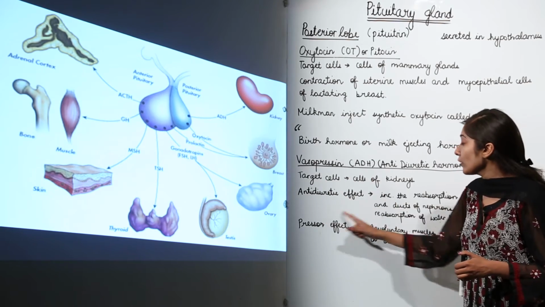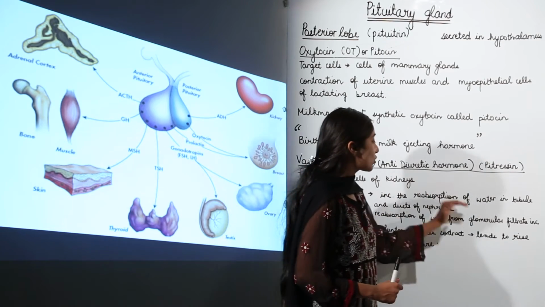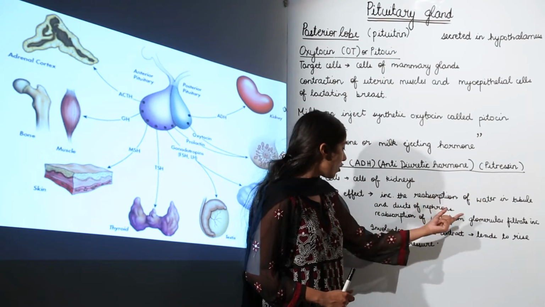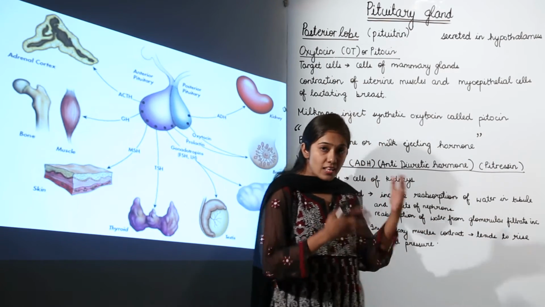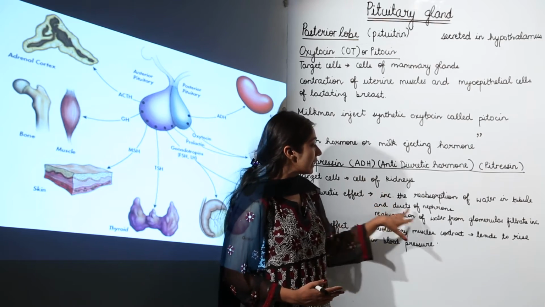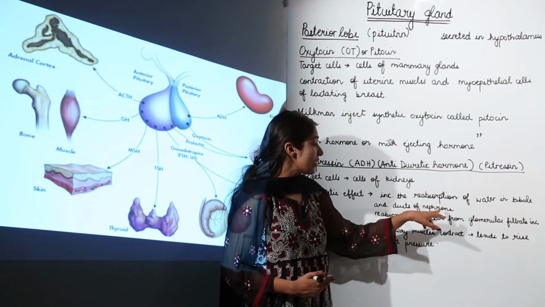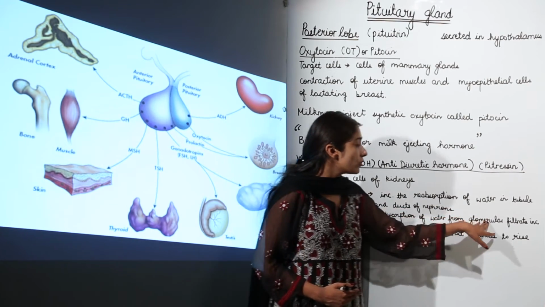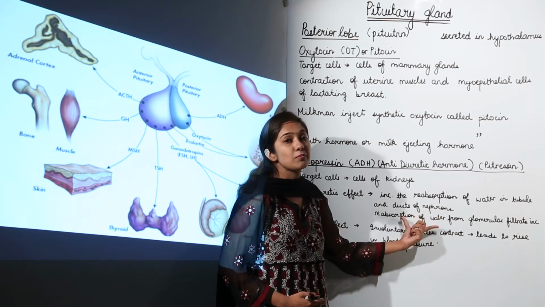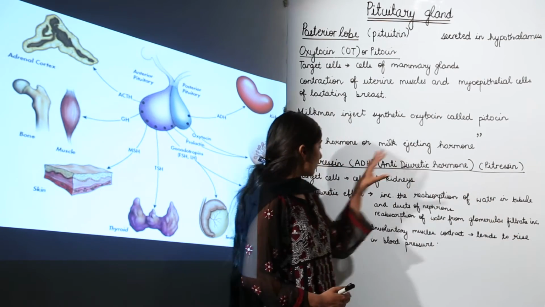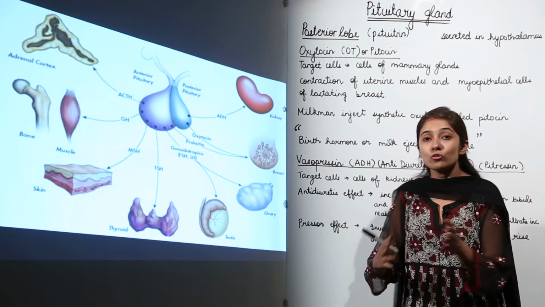So what is the antidiuretic effect? The antidiuretic effect is the increase in the reabsorption of water in tubule and ducts of nephrons. It helps in reabsorption of water from glomerular filtrate. So as a whole, what is going to happen? When there is increase in the reabsorption of water in the tubule and ducts of nephrons in kidneys, this is going to lead to the reabsorption of water from glomerular filtrate. This is the antidiuretic function of vasopressin hormone or antidiuretic hormone.